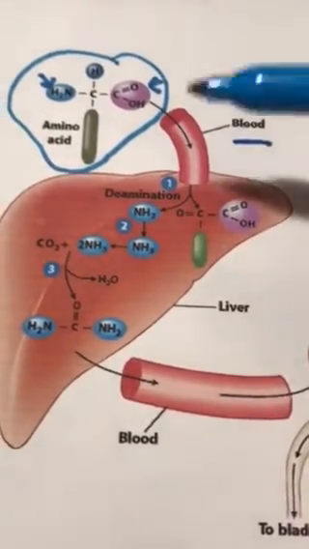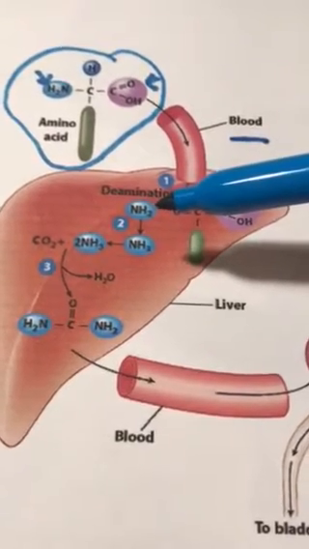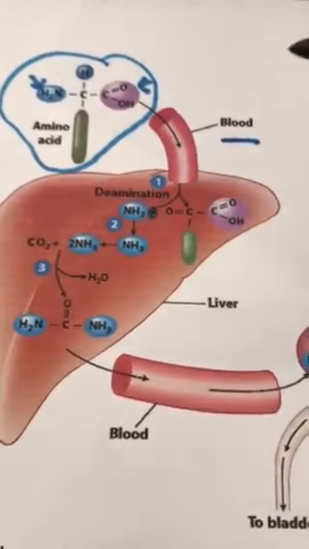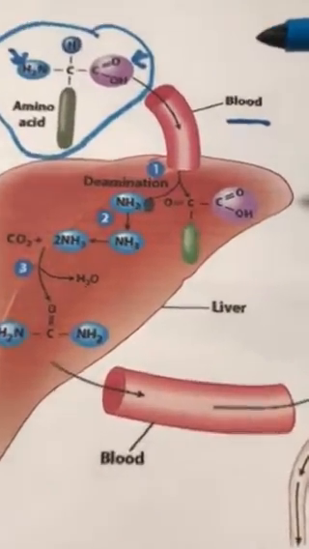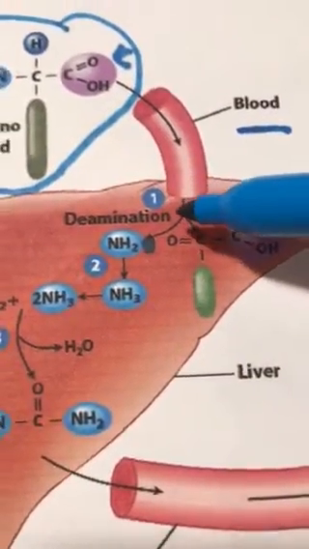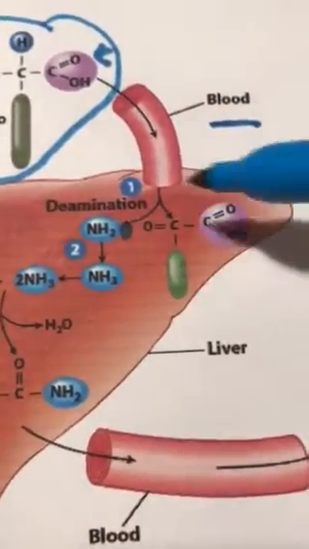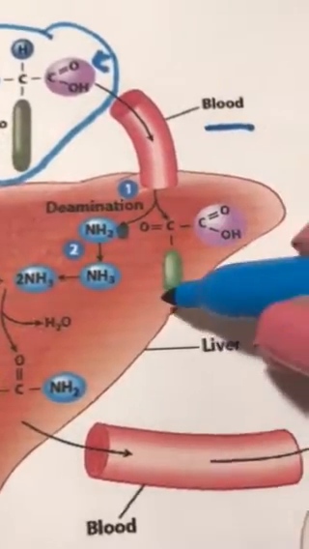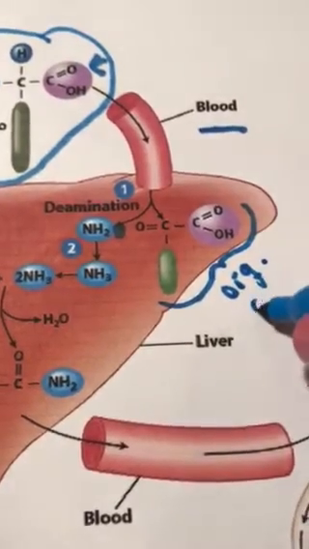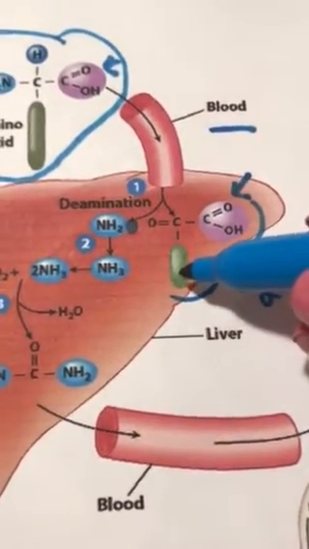And then when we want to break these down for energy, what we have to do initially is break off that amine group, that NH2. I'm pointing to it right here with my marker. The process of removing that amine group from the amino acid is called deamination. You see right here with number 1 over it. Deamination is the removal of the amine group. So that leaves behind this part of the amino acid, which we call the organic acid component. It contains that carboxyl group that you see here along with that R group.